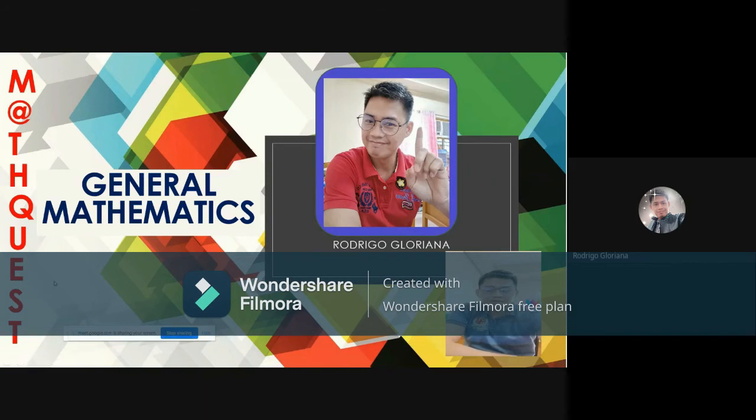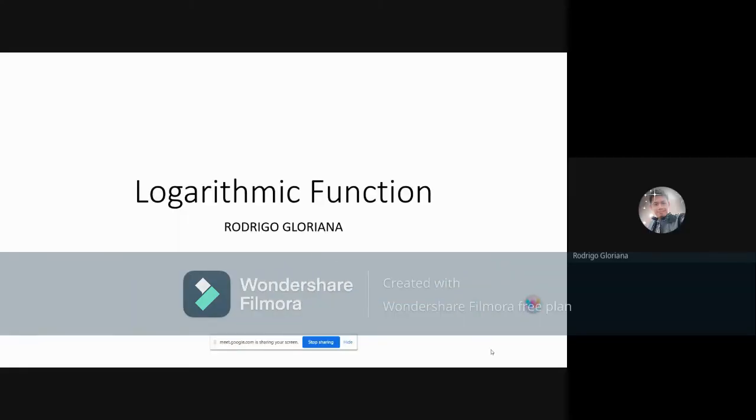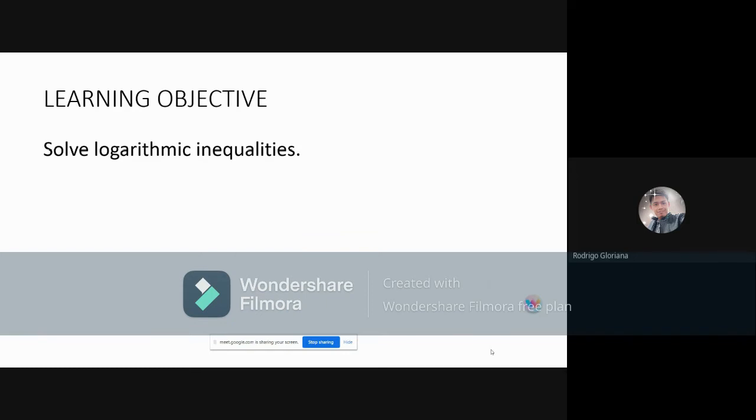Let's proceed to our learning journey. You will discuss logarithmic functions. So let's have our learning objective. We'll solve logarithmic inequalities. Once we call it logarithmic inequalities, it involves the inequality symbol. So let's translate first.